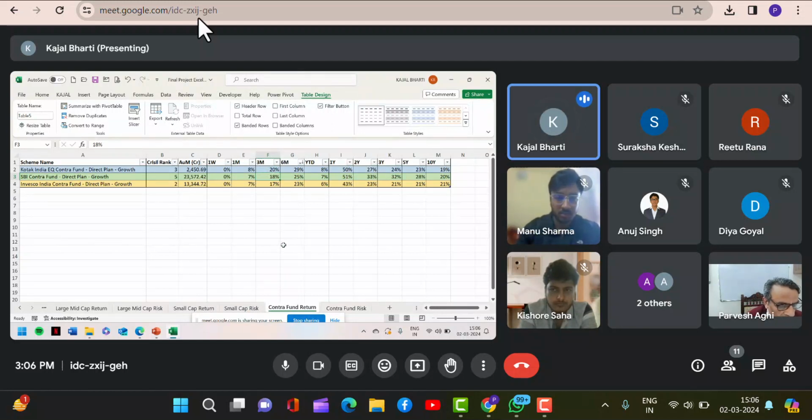So these three were performing. Invesco was doing well in the 10-year time period. SBI was consistent, performing well in the 2-year, 3-year and 5-year time periods. And Kotak was rising and performing well in the 1-month, 3-month and 6-month time periods when it comes to the return category.